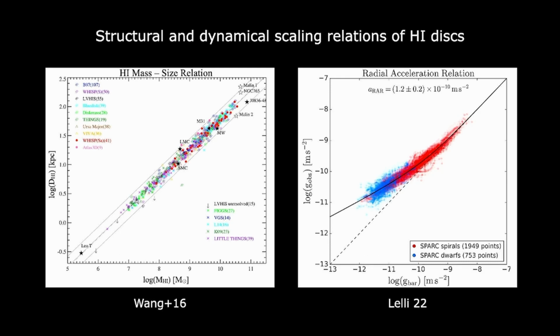Another very interesting relation is a dynamical one between the radial acceleration you measure from the ISM kinematics on the vertical axis and the radial acceleration you expect just based on the distribution of baryons. And this relation is very tight. The shape of the relation is interesting, but what's amazing really is the scatter, again, just 15%, which implies a very tight coupling between the distribution of baryons and dark matter at sub-kiloparsec scale.